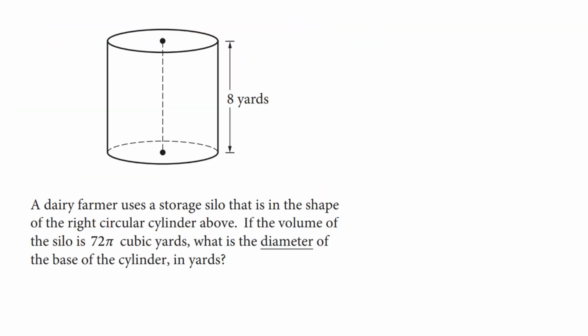A dairy farmer uses a storage silo that is in the shape of a right circular cylinder above. If the volume of the silo is 72 pi cubic yards, what is the diameter of the base of the cylinder in yards? So they want us to find the diameter, and they even underlined that for us. That's really important because we know the volume of a cylinder is going to be pi r squared h, which means they're giving us the radius, and they're not looking for the radius. They want the diameter. So we know the diameter is equal to 2 times the radius.